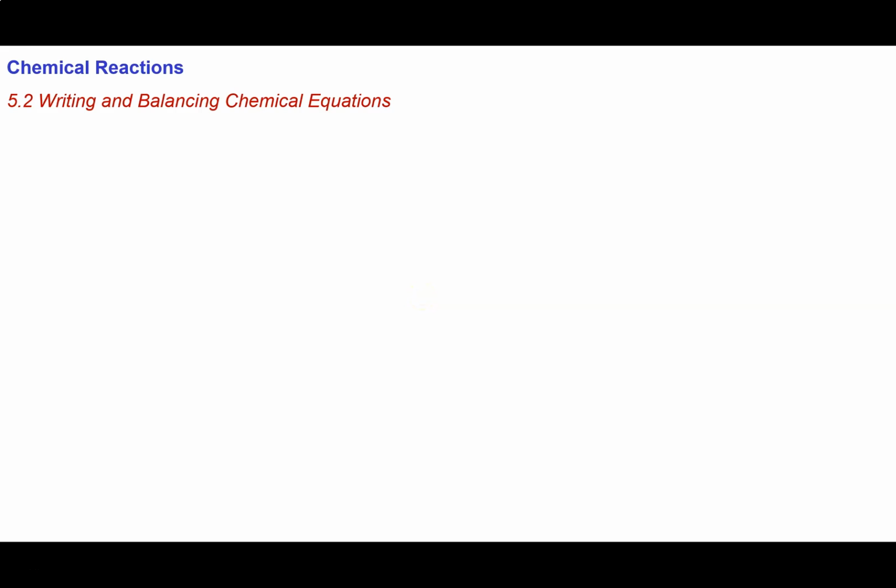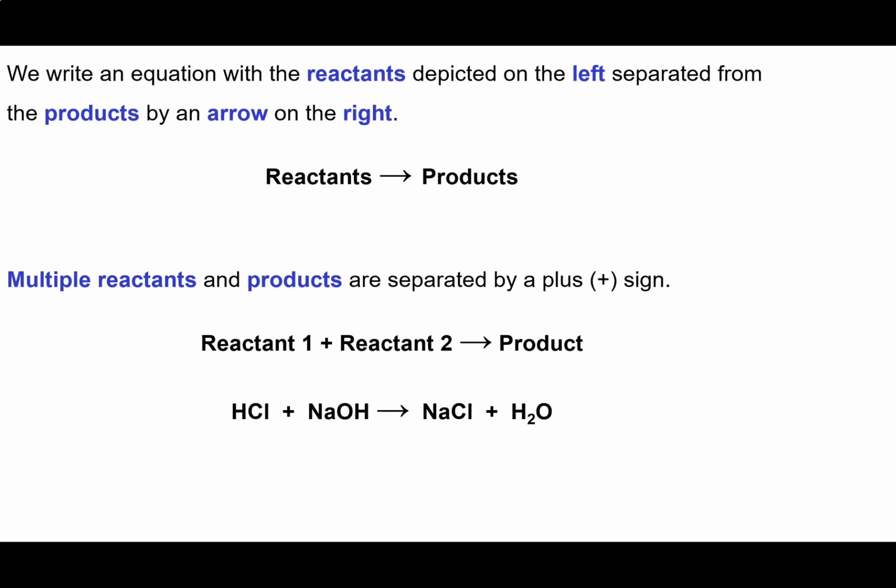In section 5.2, we're going to learn how chemists write and balance chemical equations. This is a pretty simple idea, it just requires a little bit of attention to detail. So we write a chemical equation with what we call the reactants or starting materials on the left of an arrow, which separates the reactants from the products.